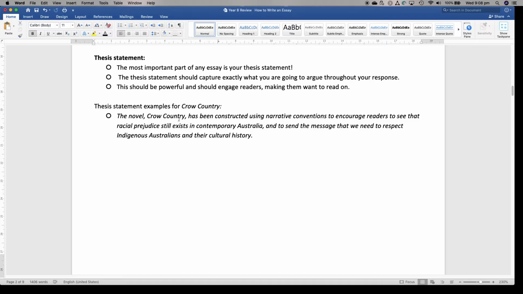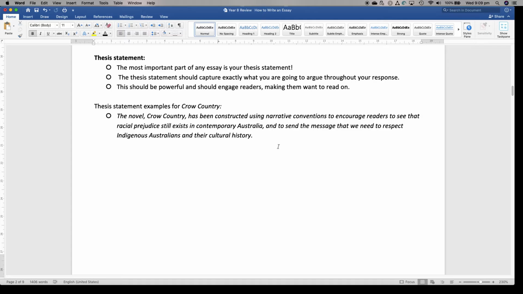We know that it's obviously from the novel Crow Country. We know that it's using narrative conventions. So when we talk about the how part of the question, this particular candidate's going to write about narrative conventions, and we can see that they're going to talk about racial prejudice and how it still exists. So we can see the link between the different parts of the question here. And they've gone on to add the reaction essentially by the audience and how they're positioned. That they are positioned to see that we must respect the Indigenous Australians and their cultural history. So a really effective thesis statement.